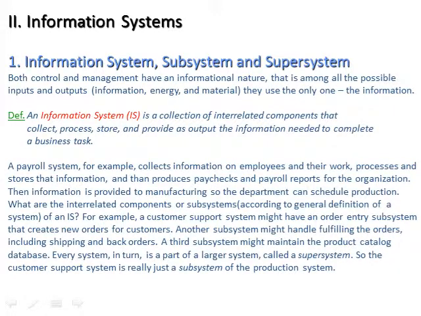So if we look at the example here, a payroll system, for example, collects information on employees and their work, processes and stores that information, and then produces payroll or paychecks and payroll reports for the organization. So that's a good example of how we think about a component of a system, the payroll system. And here, in a sense, we can think about the payroll system as the system in and of itself, or as a subsystem of the accounting system. And so again, the way it's presented here, we can really scale the way we think about it from some detailed levels to some very large, high enterprise-wide levels.